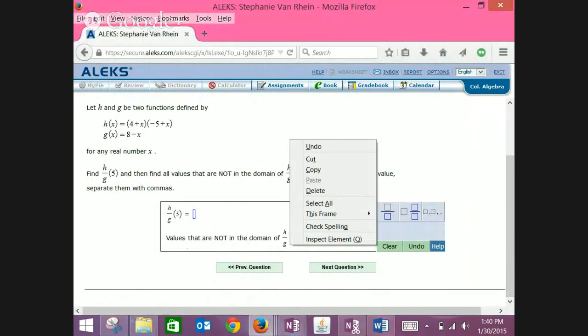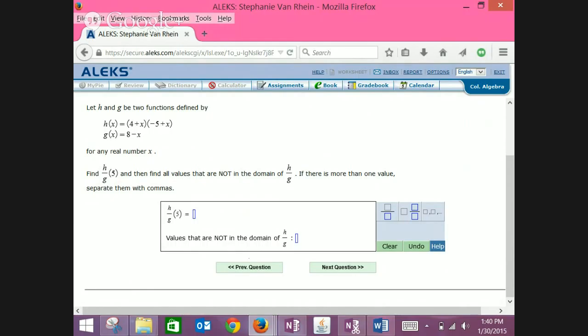So depending on how they word it, if they want you to write your answer in interval notation for the domain, you would write minus infinity to 8 union 8 to infinity. But here they're just asking you to list the values that are not in the domain.